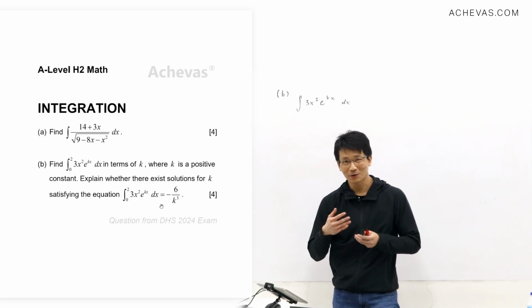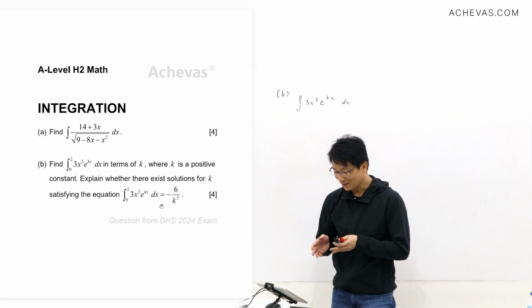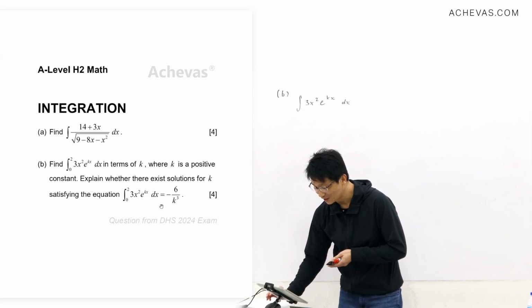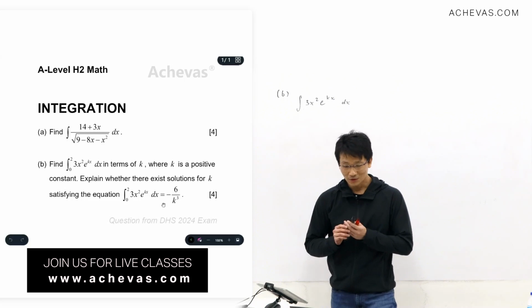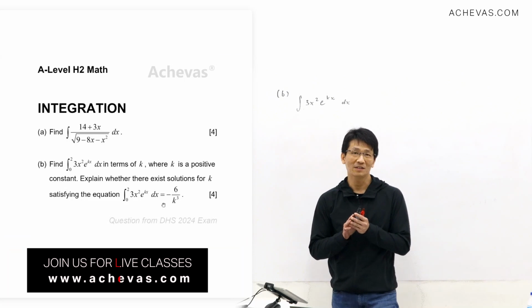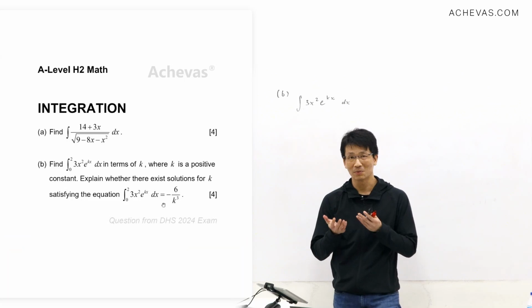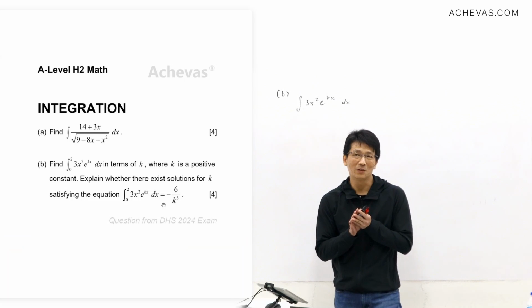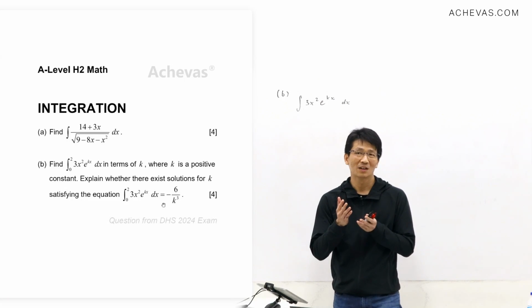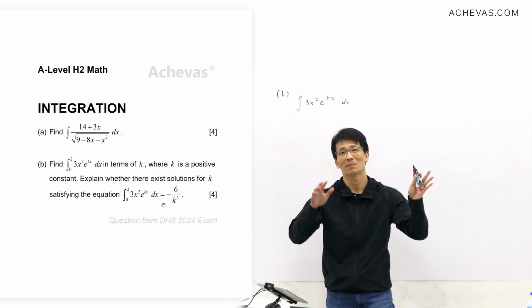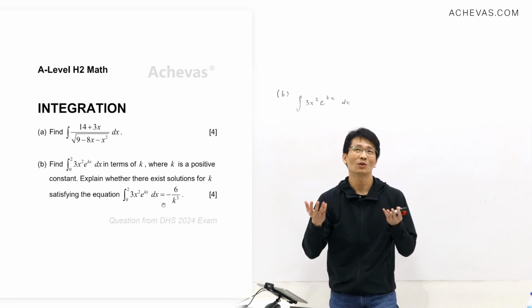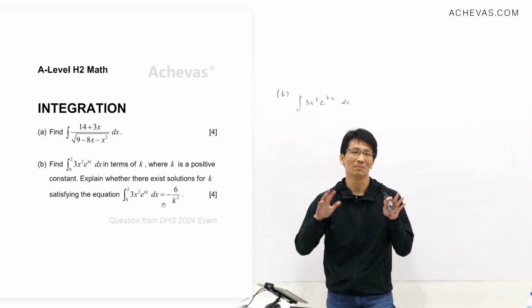Okay, so now shall we take a look at part B of this question? It says that find this definite integral in terms of k, where k is a positive constant, and explain whether there exist solutions for k satisfying this particular equation here. So on first look, I may suspect that this integral, I may be using integration by parts. But I don't really like to do integration by parts with the limits because when you do integration by parts, one part of it is integrated, one part is still not integrated. So when you put in the limits, sometimes it gets a bit confusing.